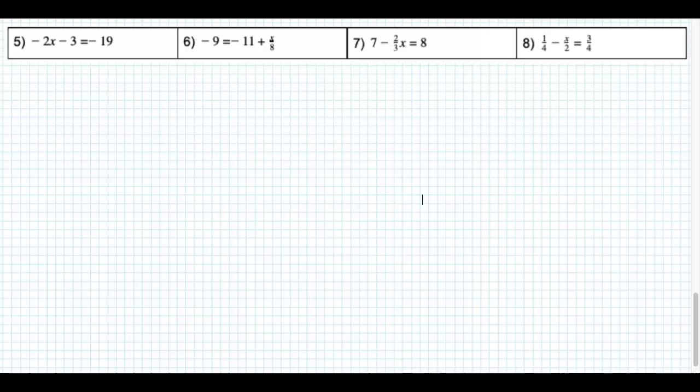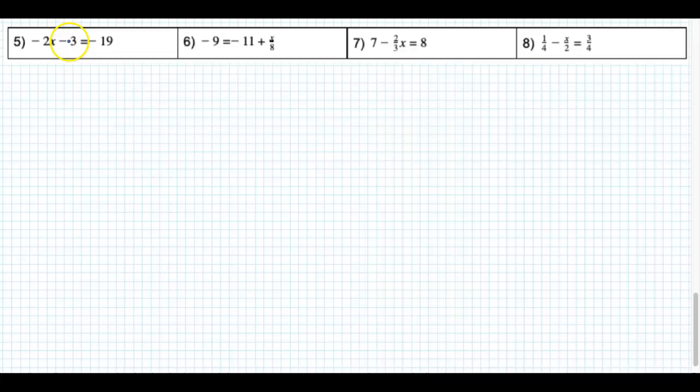All right, let's knock out 5 to 8 while we're at it here. Again, the same approach. I'm trying to get to where I have something where it says x is equal to something. And then I need to do the same thing to both sides, okay? So I want to try to isolate, I want to get x by itself. So I need to undo all the operations around it.